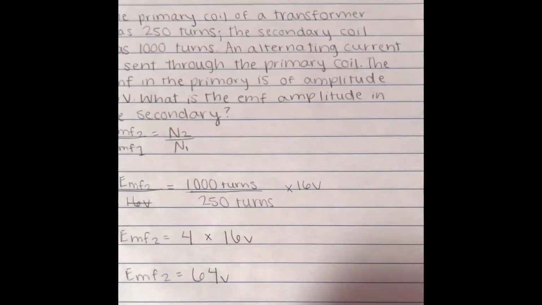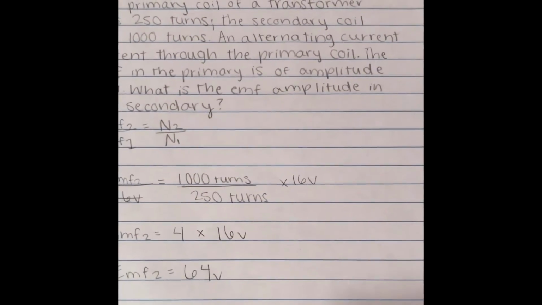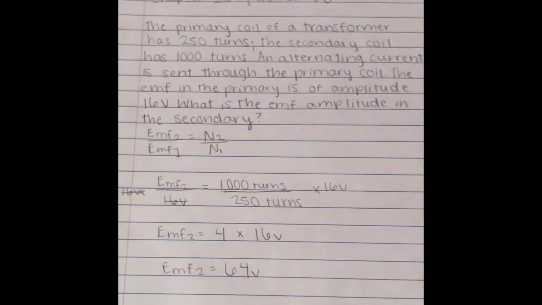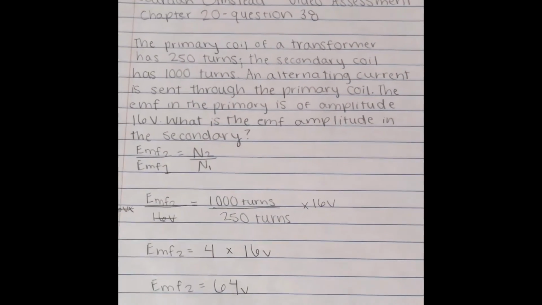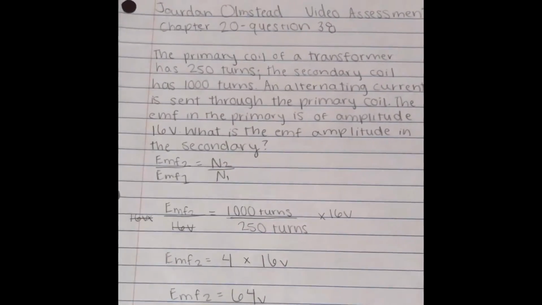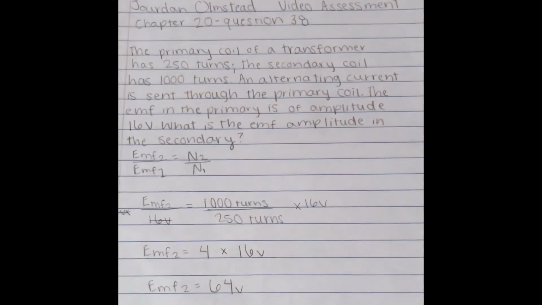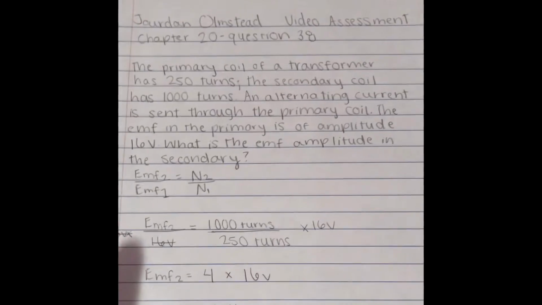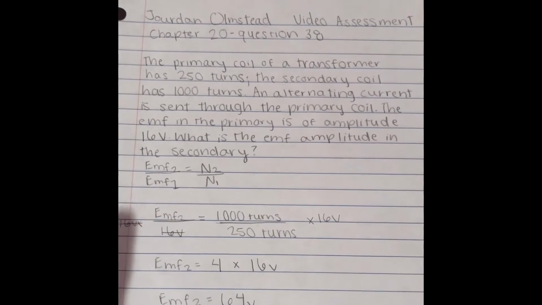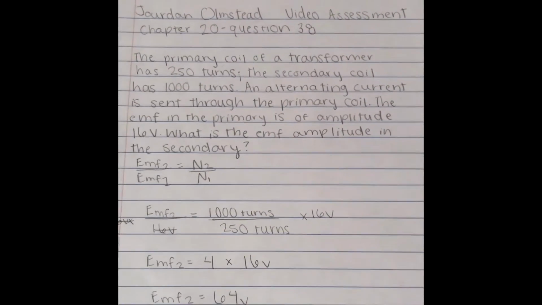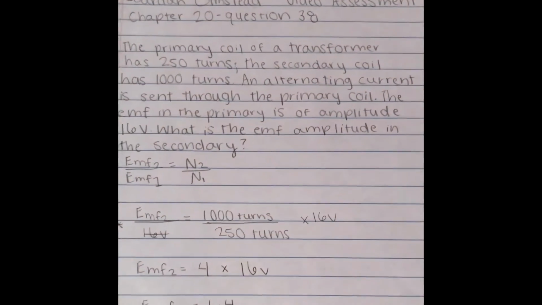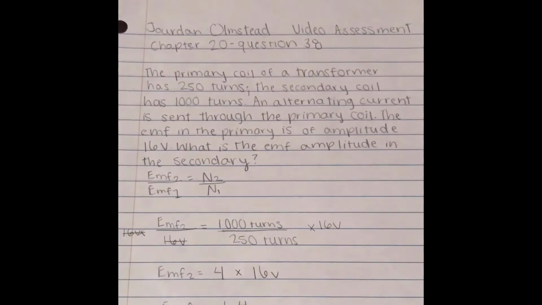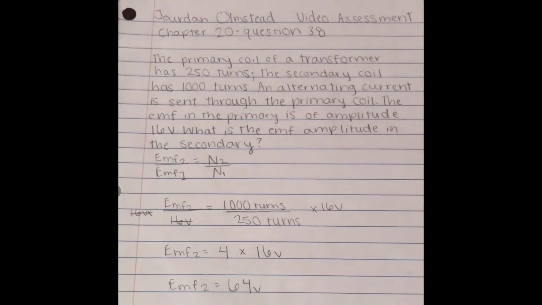Therefore, when we eliminate the rate of change of the flux, we end up with the ratio that I have written on my paper that I used for the problem: EMF2 over EMF1 equals N2 over N1. So that is where that equation comes from. And this ratio, N2 over N1, is called the turns ratio, and we can use it to solve for the EMF amplitude in the secondary coil.